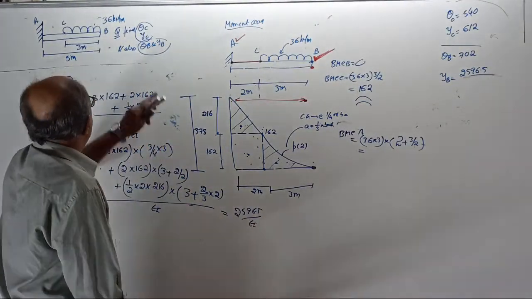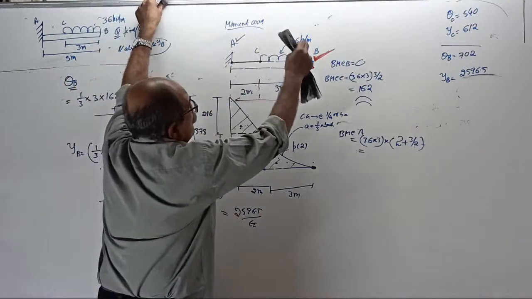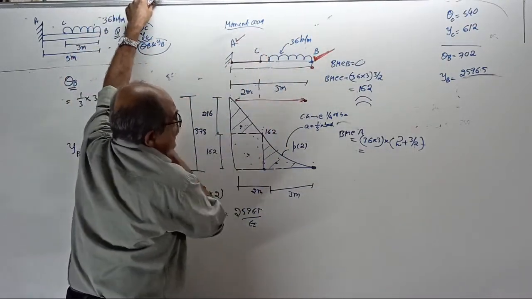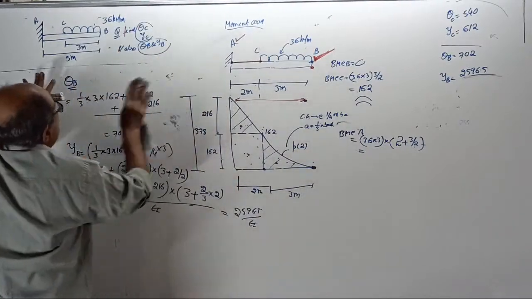Now, in the exam, if they want slope and deflection at B, do it this way. If they want it here, look at this side and tell it. Now, the moment area method is clear.